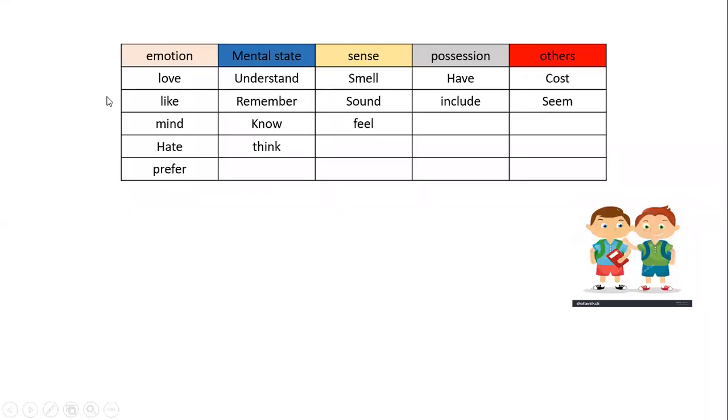So let's see. State verbs used to talk about emotions or feelings are like love, like, mind, hate, and prefer. Those which indicate mental states or thoughts are understand, remember, know, and think. The state verbs in which we're talking about senses are like smell, sound, feel. The ones that express position are like have and include, and others like cost and seem. Those verbs you have to memorize.